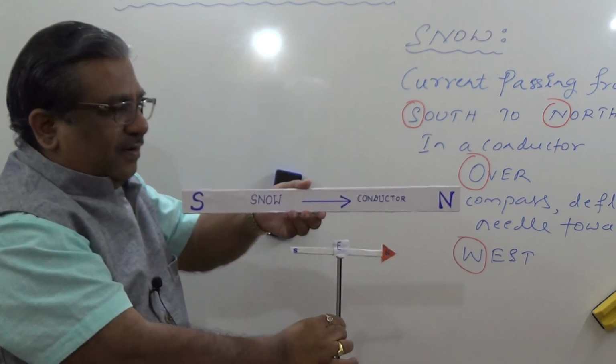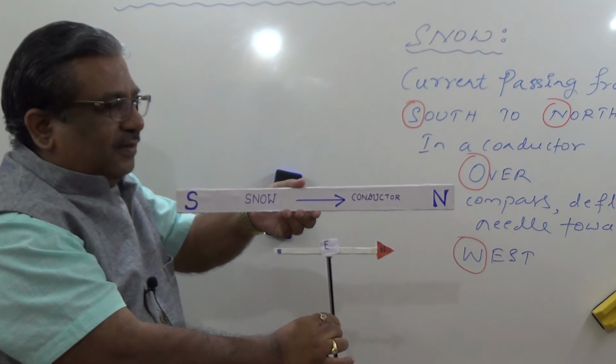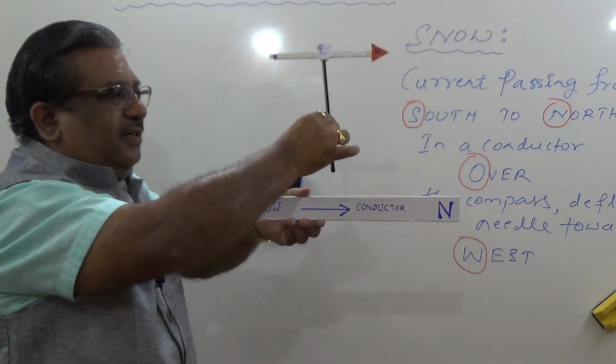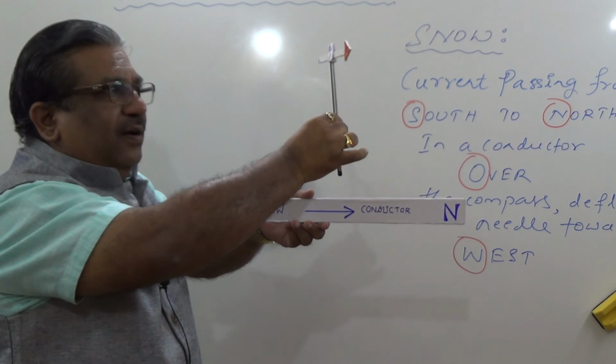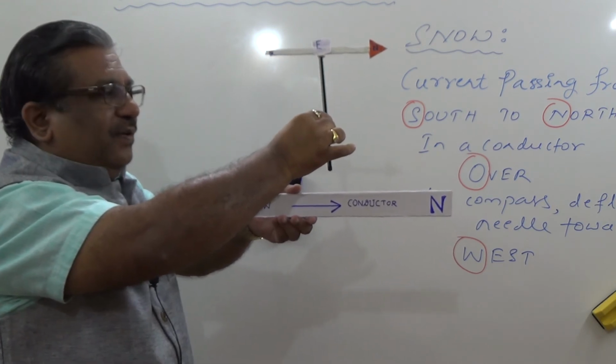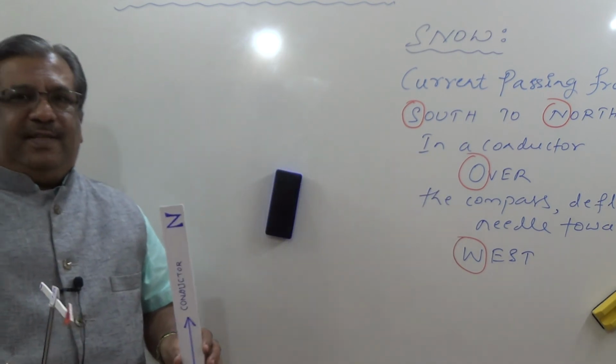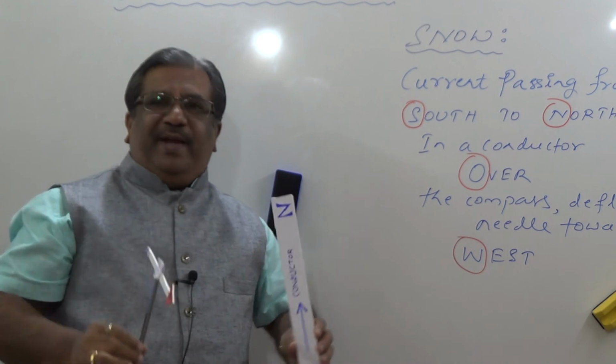Now shift back. Switch on. West. Switch off. North. Shift the position above the conductor. Switch on. East. Switch off. North. Bring back. That means, why did I do all these things? I think now the camera can be made to cover me also.